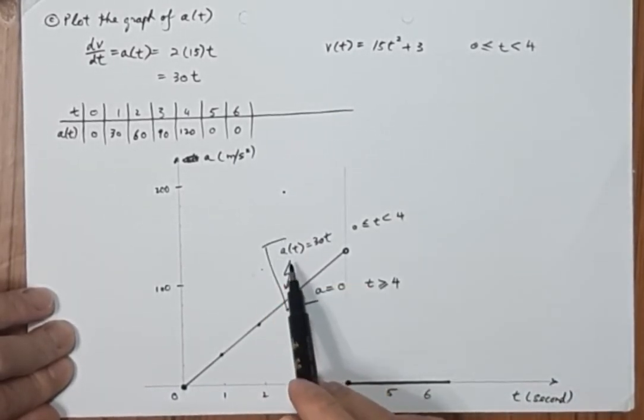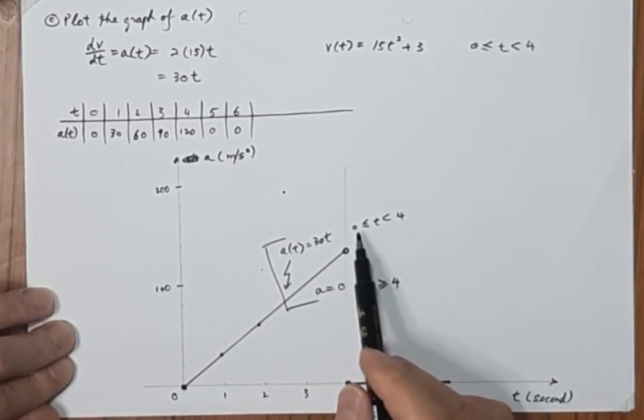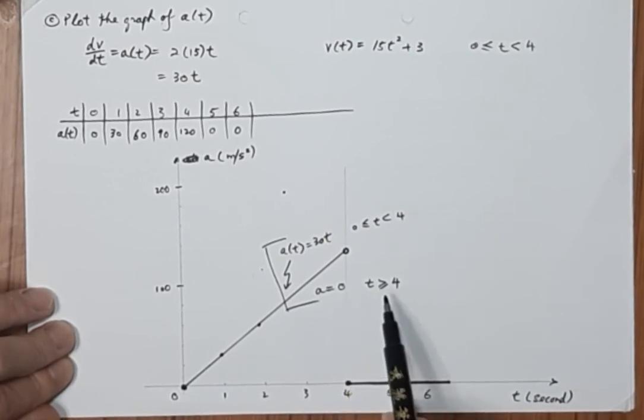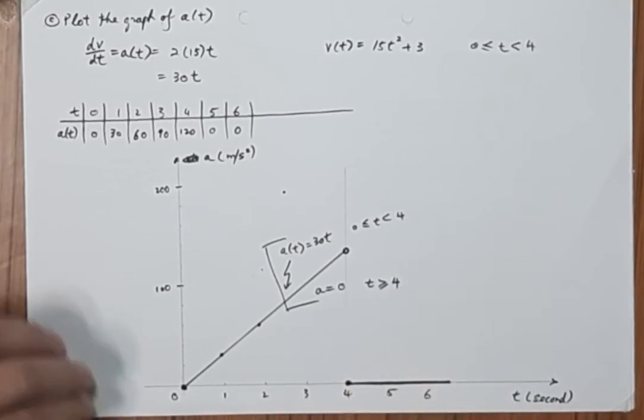We can write the a(t) equation as a(t) equal to 30t, where t is from 0 to 4, and a is equal to 0 when t is greater than or equal to 4.